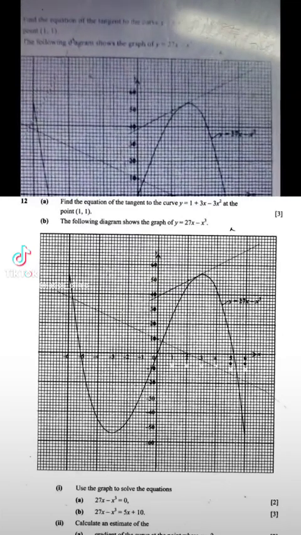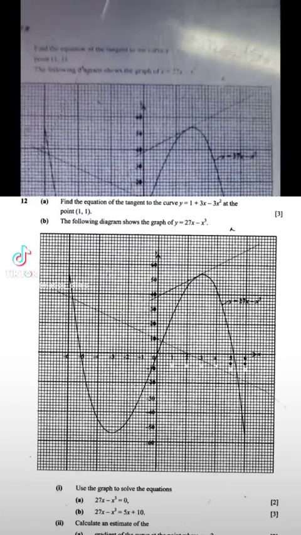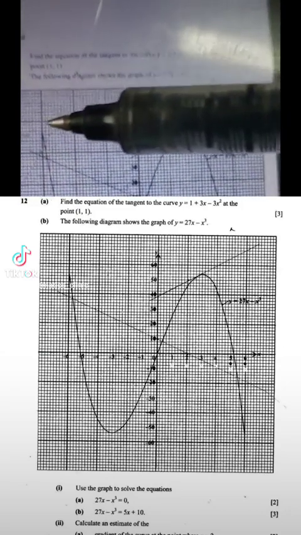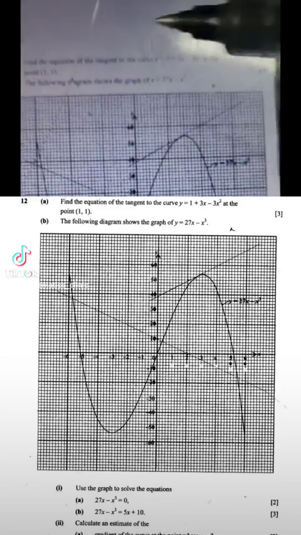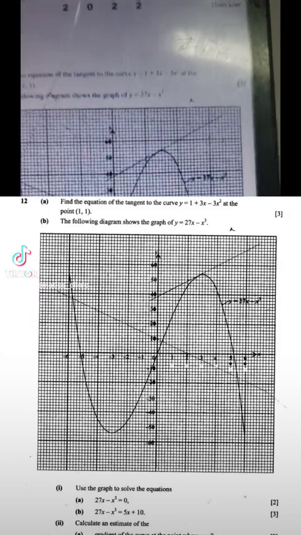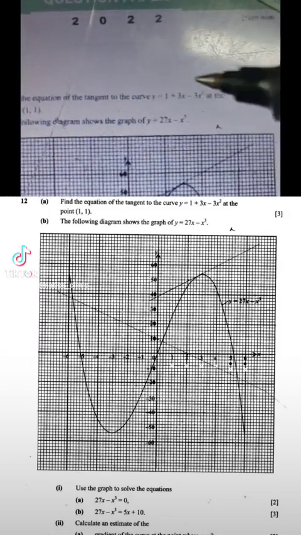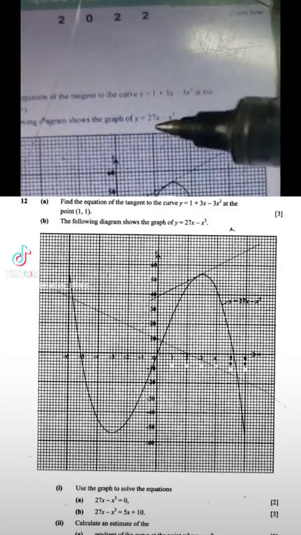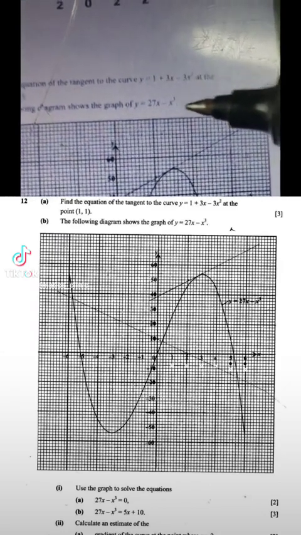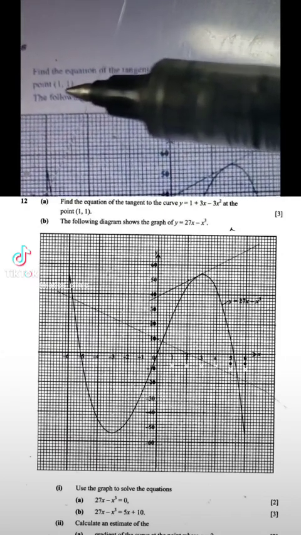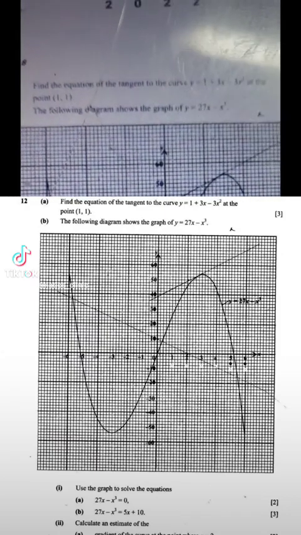So we continue looking at cubic functions, all right? This cubic function question came with a graph, already plotted and everything. The first question is saying: find the equation of a tangent to the curve y is equal to 1 plus 3x minus 3x squared at the point where x is 1 and y is 1.